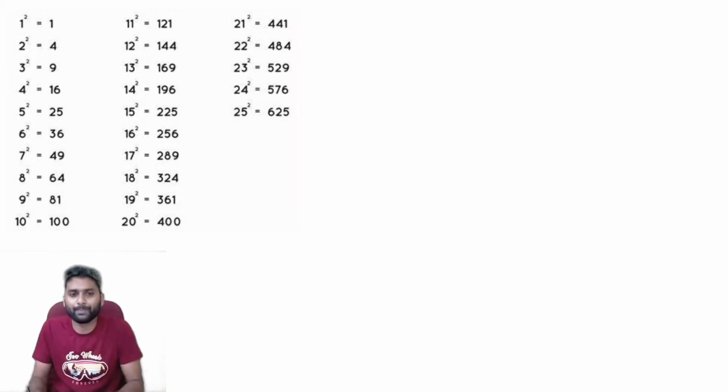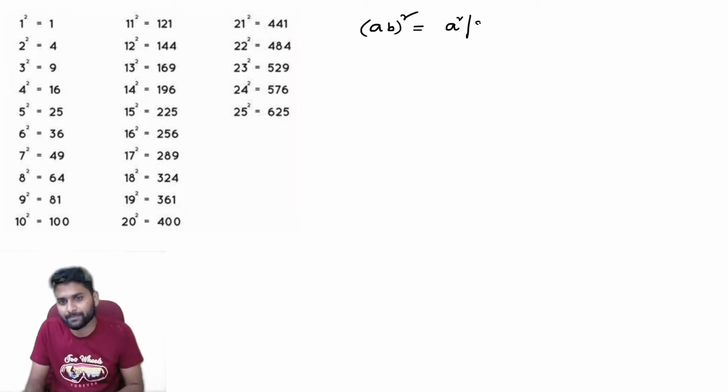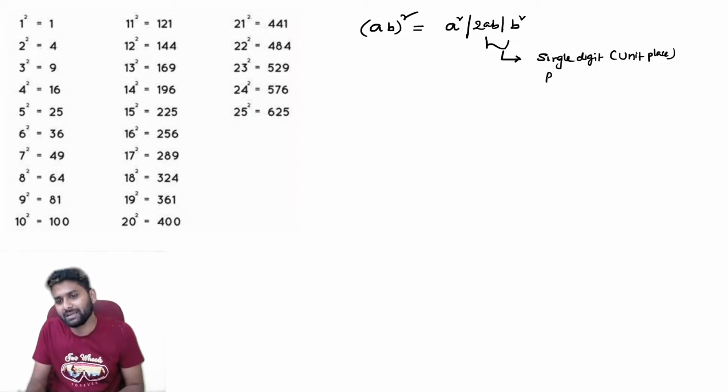First, I will tell you the basic approach to identify the square of any of those numbers. Guys, for any two-digit number whole square, use this format: a square, 2ab, b square. In each place, only write a single digit. Single digit means the units place value, and the remaining is carried forward.